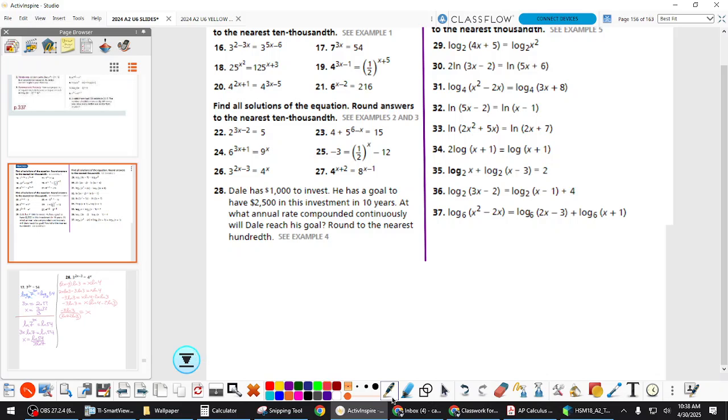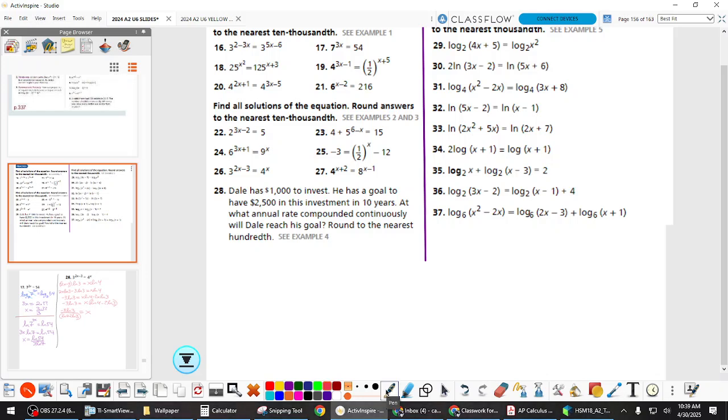All right, Dale has $1,000 to invest, and he wants to have $2,500 in his investment in 10 years. So we're solving for the rate, the interest rate, and we're compounding continuously, which actually changes this problem a fair bit, to say continuous versus like monthly. I'll show you what I mean at the end. So how do we set this up?